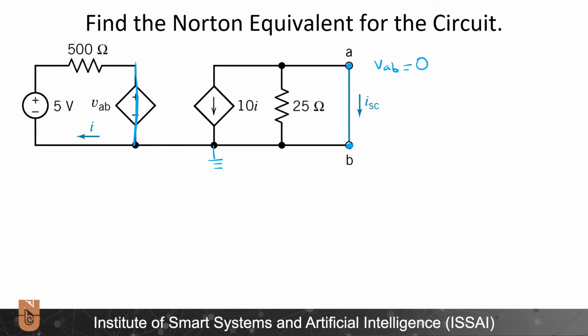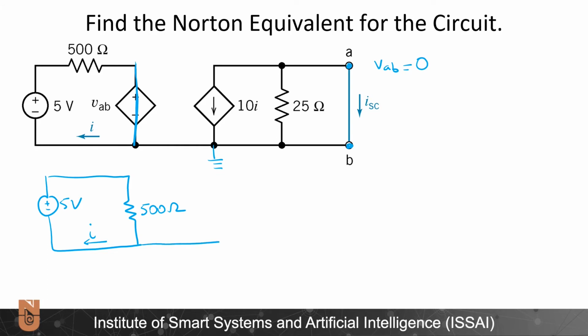Let me redraw my circuit then. Plus minus 5 volts. Here I have 500 ohms. Here I have I. Then I have here 10I.